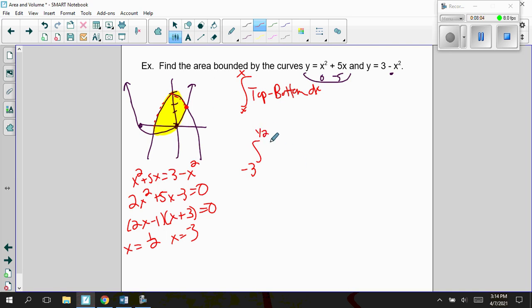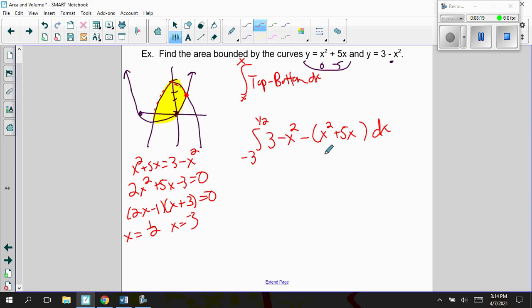And then it's top minus bottom. So my top is the 3 minus x squared, minus my bottom, making sure I put the bottom in parentheses there, so x squared plus 5x. Now to do my antiderivative, I'm going to do it by hand because we need to make sure we know that. I'm going to combine some like terms first. So I'm going to keep my -3 to a half. Order doesn't really matter, but this will be minus 2x squared, and this is now minus 5x dx.